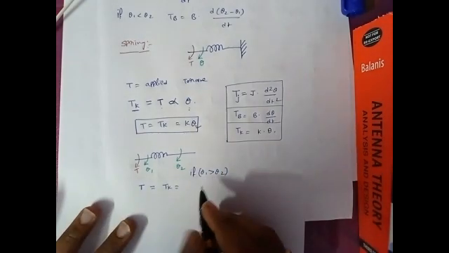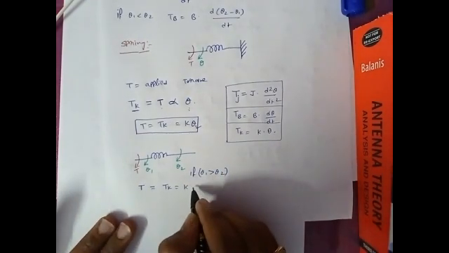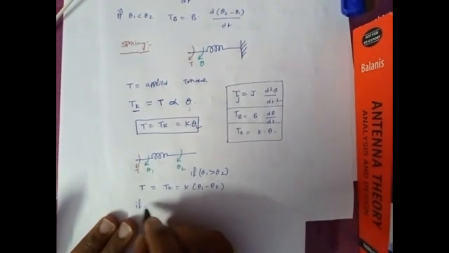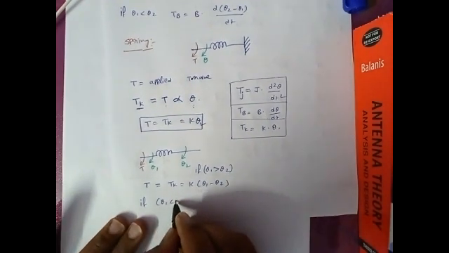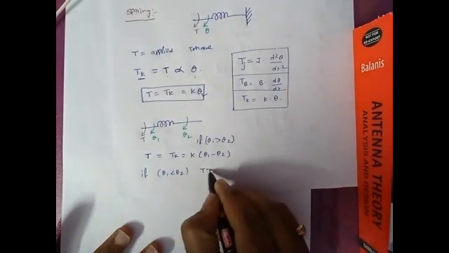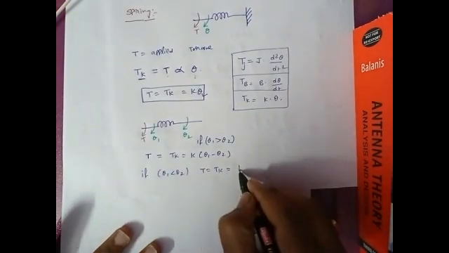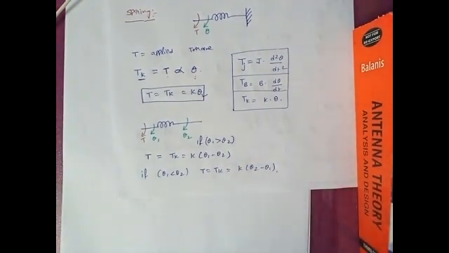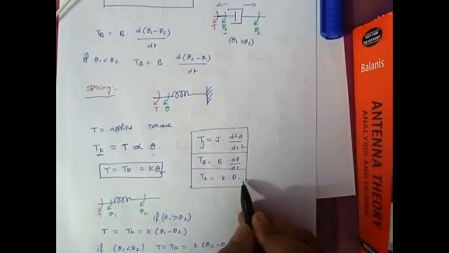So if theta 1 is greater than theta 2, then your equation is k into (theta 1 minus theta 2). If theta 1 is less than theta 2, then T equals Tk equals k into (theta 2 minus theta 1). Okay, hope you are clear about these two things. These three formulas you should remember.